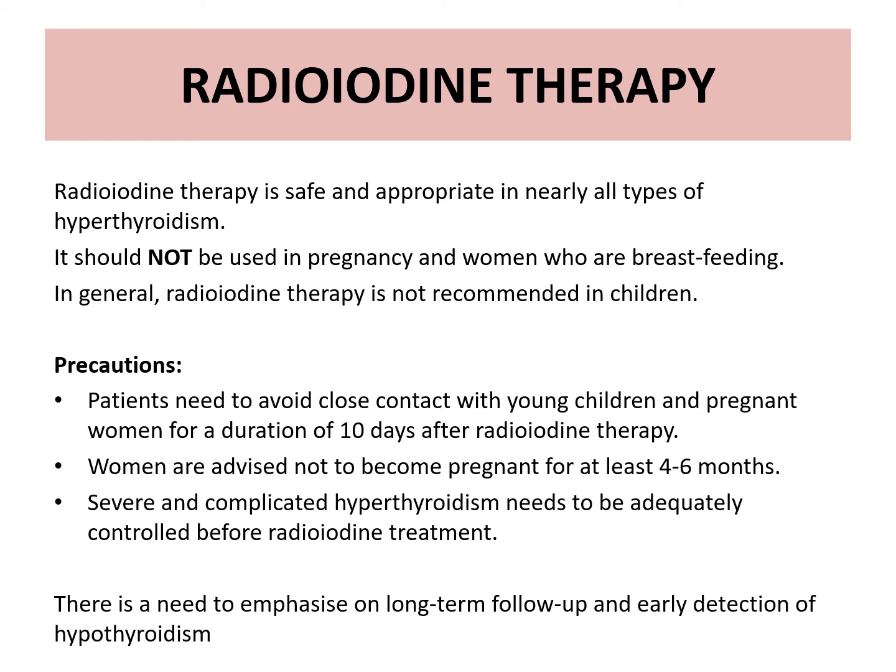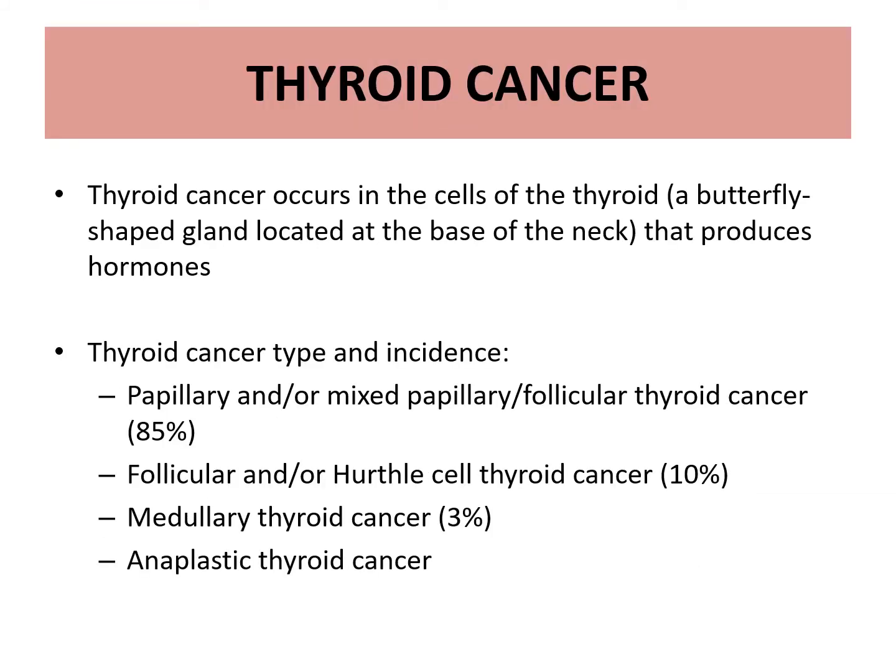So there is a need to emphasize long-term follow-up as well as early detection of hypothyroidism in those patients who have undergone radioiodine therapy. Now we're going to move to thyroid cancer. It occurs in the cells of the thyroid, the butterfly-shaped gland located at the base of the neck that produces the hormones. For thyroid cancer type and incidence, papillary and mixed papillary-follicular thyroid cancer is about 85%. Follicular and Hürthle cell thyroid cancer is about 10%.